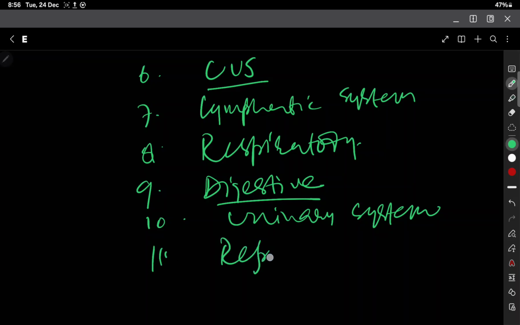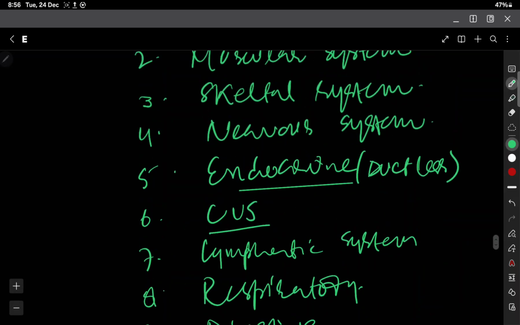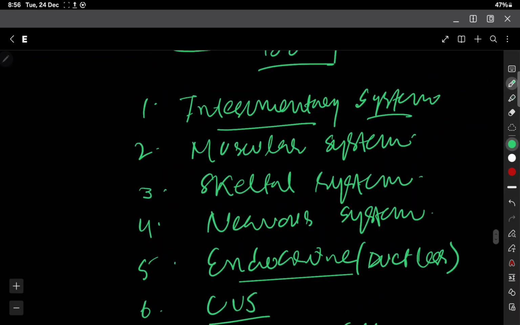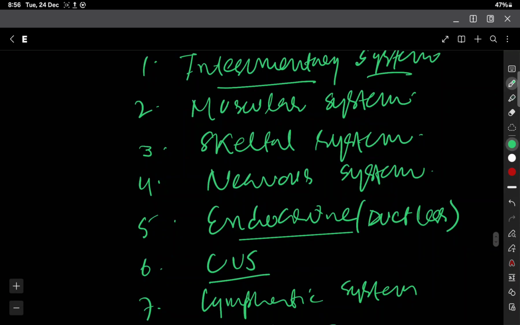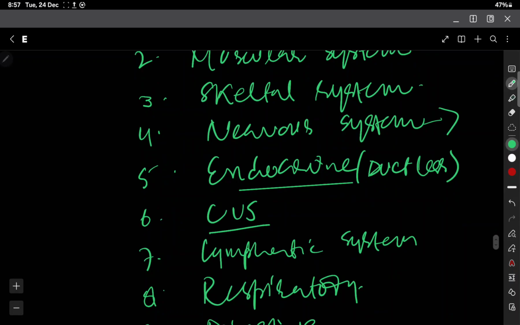Then there is reproductive system, where we will be studying about the male reproductive system and female reproductive system. So the main organs included in everyone: in integumentary system, like skin; muscular system, we will be studying about the different muscles, smooth muscle, cardiac muscles, skeletal muscles. And in skeletal system we will be studying about the bones, 206 bones, axial skeletal, appendicular skeletal. In nervous system we will be studying about the brain and the spinal cord. Endocrine system, about the various endocrine glands. Cardiovascular system, we will be studying about the heart plus blood vessels.